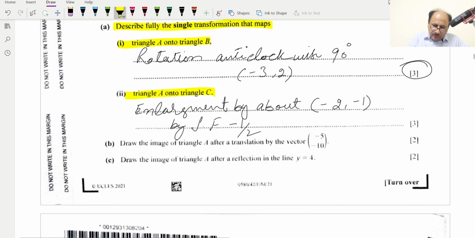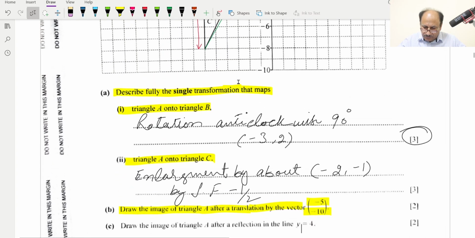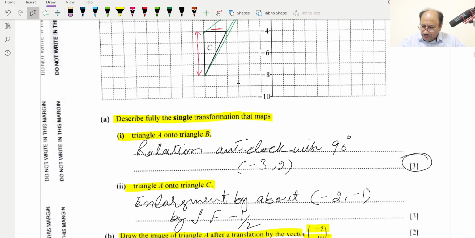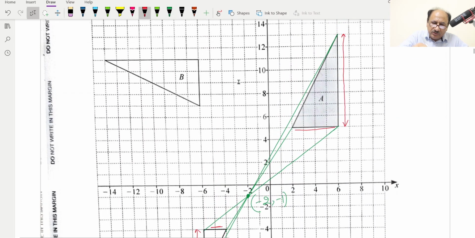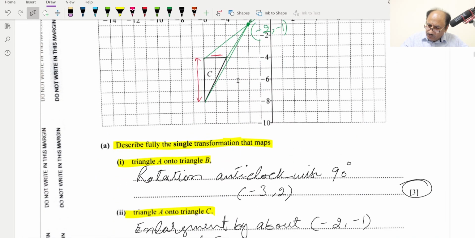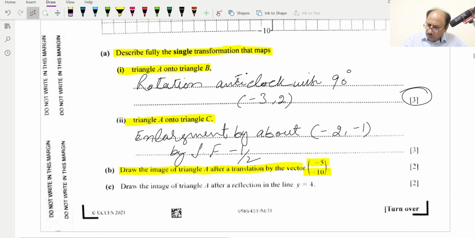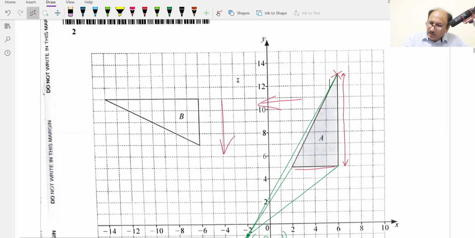Now draw the image. B part. B part is draw the image of triangle A after a translation by vector minus 5 and minus 10. So A we have to translate by vector minus 5 and minus 10. So minus 5 means it will be to this direction, and minus 10 will be down. So we can check for this mark. So this will be minus 5. So minus 5 is x value, minus 5 and minus 10, this is the translation vector.